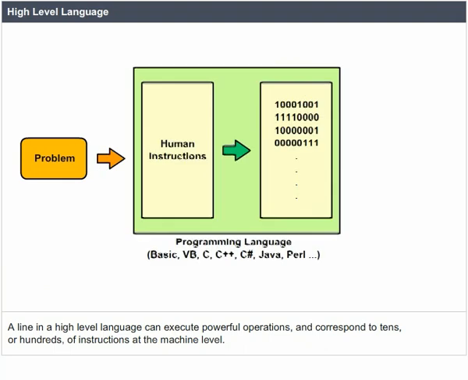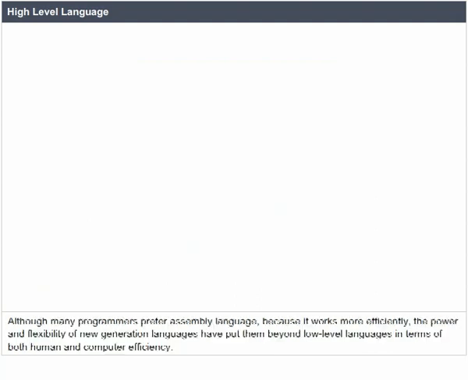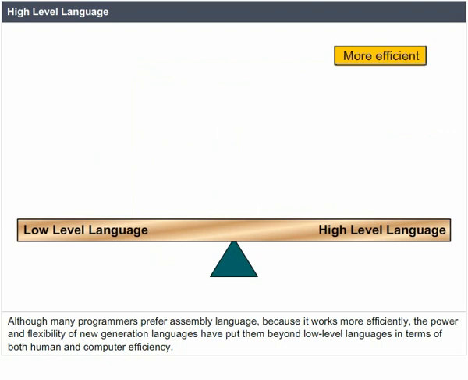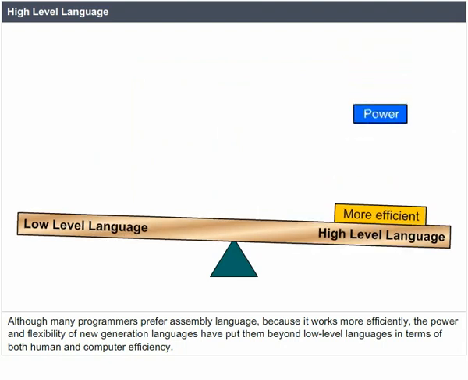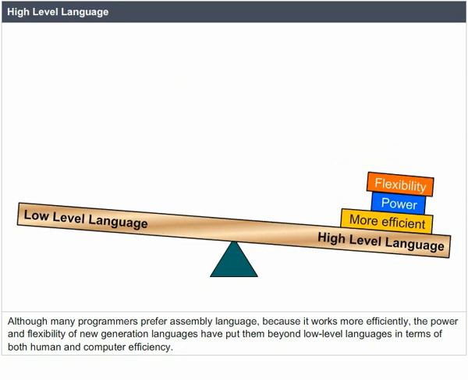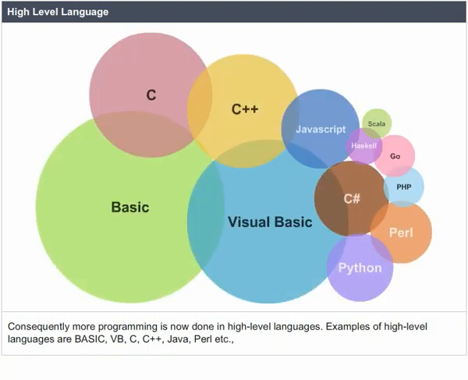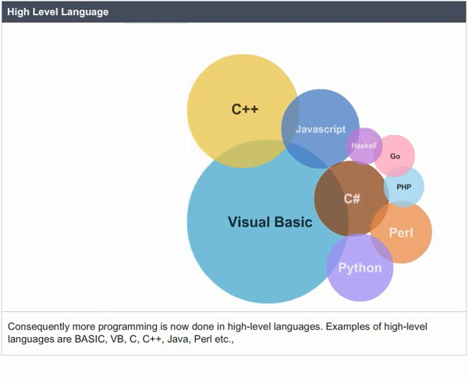A line in a high-level language can execute powerful operations and correspond to tens or hundreds of instructions at the machine level. Although many programmers prefer assembly language because it works more efficiently, the power and flexibility of the new generation languages have put them beyond low-level languages in terms of both human and computer efficiency. Consequently, more programming is now done in high-level languages. Examples of high-level languages are BASIC, VB, C, C++, Java, Perl, etc.